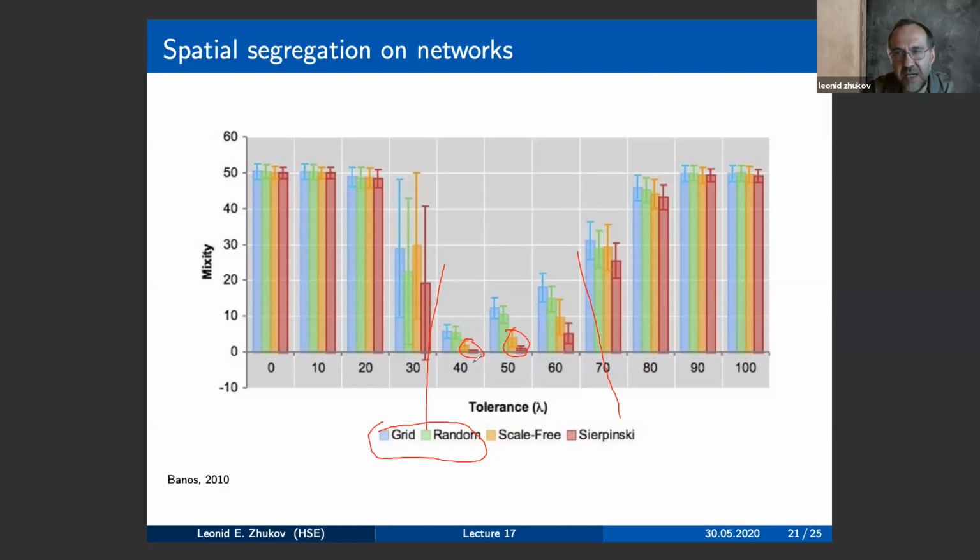And in some sense, it's kind of understandable, because a cluster is a subset of nodes that are tightly connected. And so when one Black person moves into the cluster, it instantly gets lots of neighbors around it, and it will push out everybody else from that cluster.